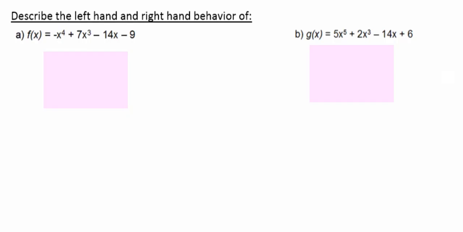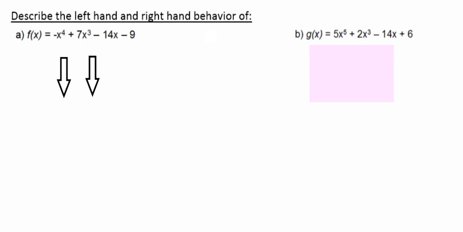All right, so we're going to use what we just learned to describe the left-hand and right-hand behavior of this. Now, once again, you could describe it in a more formal way. Instead of saying left-hand behavior, you could say as x is approaching negative infinity, the function is blah, blah, blah. Instead of saying right-hand behavior, you can say as x is approaching positive infinity, the function is blah, blah, blah. But we like this shorthand, left-hand and right-hand behavior.